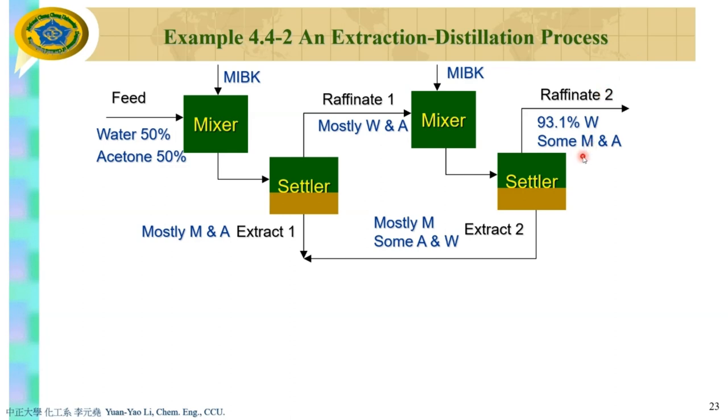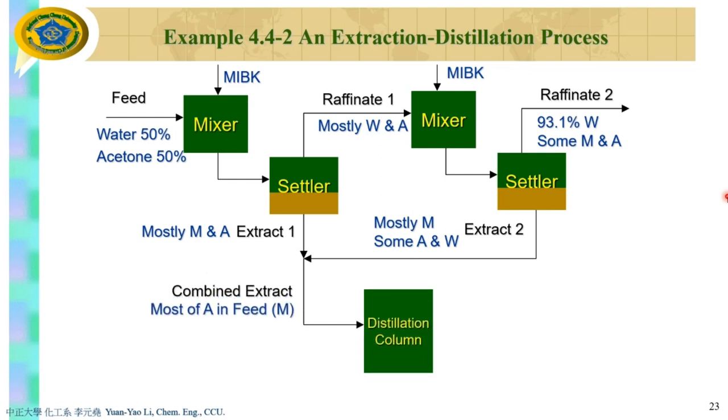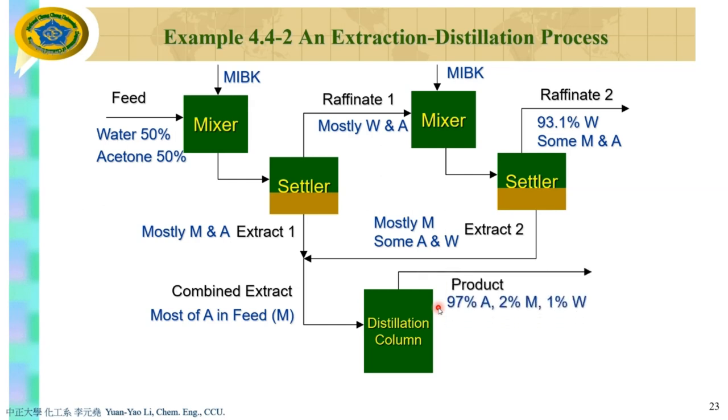So now in this case, you already have water, which is maybe good enough for this case. And for this MIBK and acetone, you need to put it together and make it go into the distillation column. And this combined extract is mostly acetone in MIBK and only a little bit of water. So regardless of water, the main separation of this process is for acetone and MIBK. So you have the top stream, which is the product, acetone, because the boiling point is low.